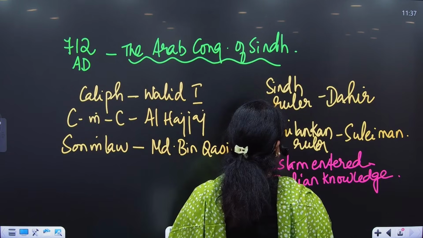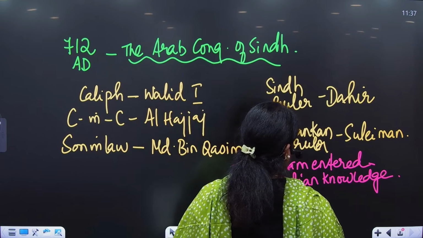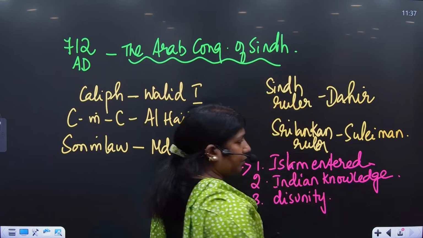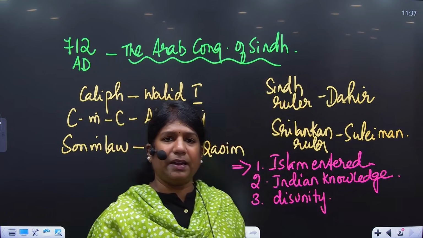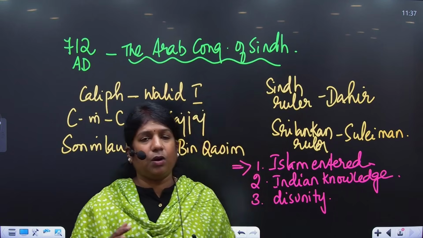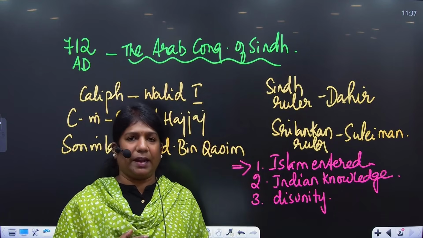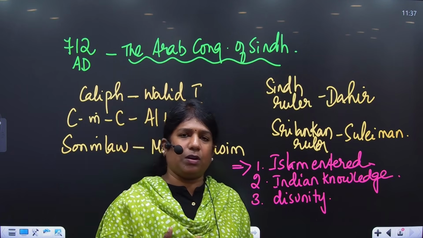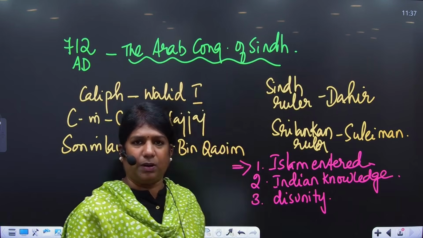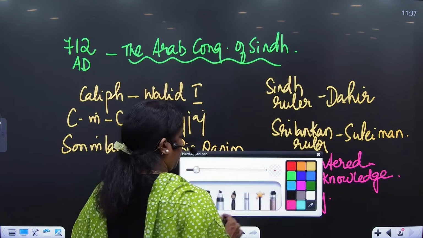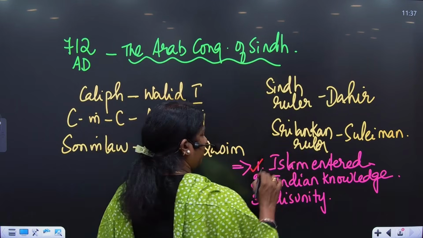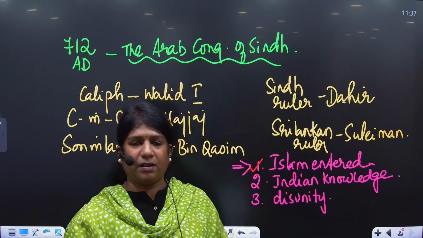And they saw the disunity of the Rajputs. So now the Arabs were getting to know that India is a weak country, where all the powerful rulers are disunited. They see it as what? Now they're exposing it to the outside world. But one major thing we take into consideration during this period was that Islam entered India.